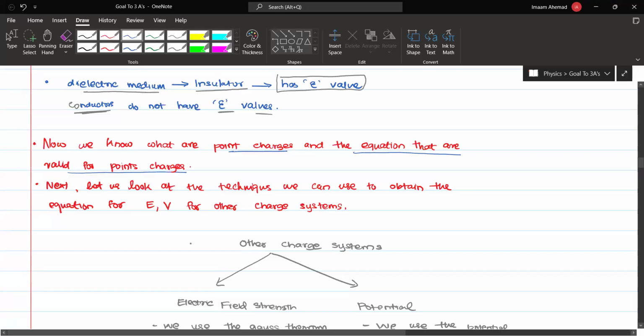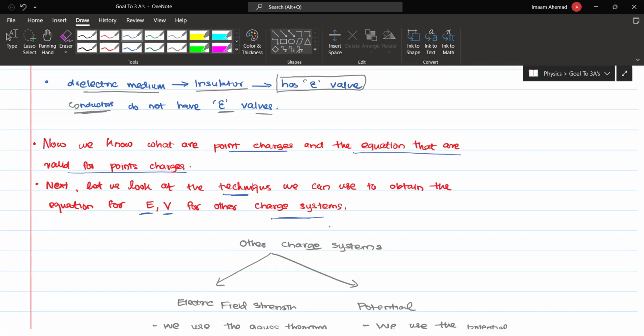Next, let's see what techniques we can use to obtain the equations for electric field and potential for other charge systems. Let's look at how we can obtain the equations for systems other than point charges. For now, we only know the equation for point charges, right? We have done questions based on that.